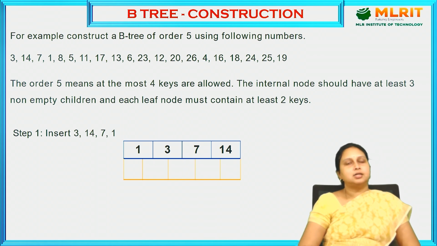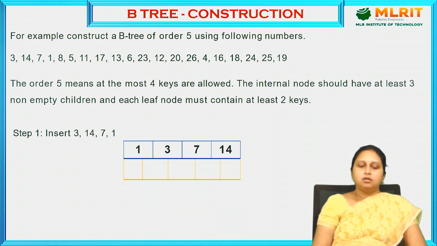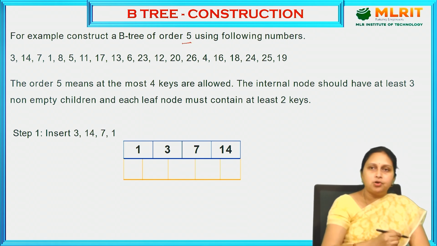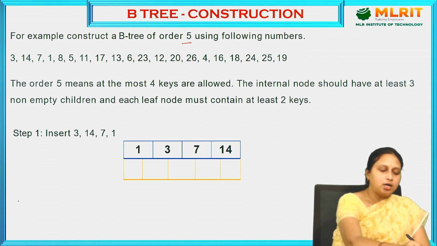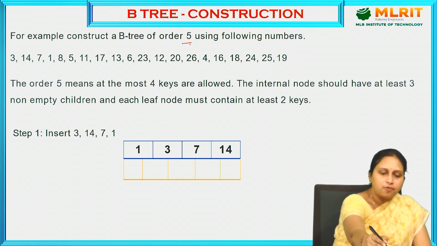Okay. Let us construct a B tree of order 5 using the following numbers. Here they have given order 5. I told you we can construct a B tree of order 3, 4, 5, any order. It is decided based on the value of m, the order, which represents the order in which we are going to construct our tree. That decides how many keys and how many children should be present for our B tree. This is of order 5.